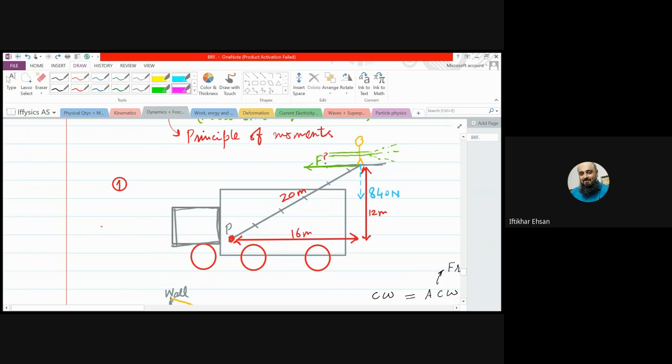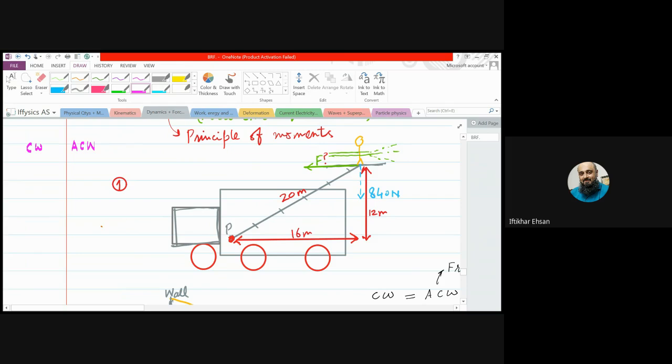Will you help me? How would you find that force? Sir, do we need the formula, angle for that? No, not here. It's an O level question, so no angles involved. Maybe in the next question, yes, definitely angles are involved. So what is our basic formula? The clockwise moment is equal to the anti-clockwise moment. These are not the standard abbreviations, I'm just writing for my convenience.